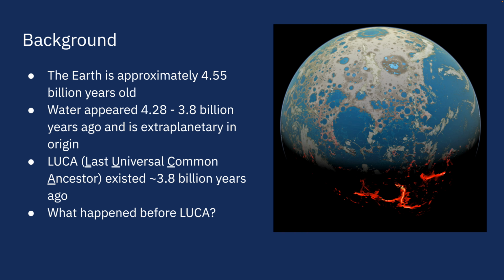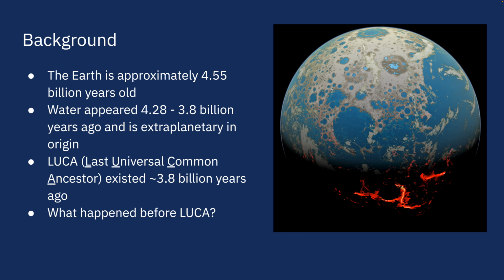So, just to give you some background here, the Earth is 4.5 billion years old. You probably remember learning that at some time in middle school or high school. Water itself didn't actually appear on the Earth until about 4.2 to 3.8 billion years ago. It's extraplanetary in origin, meaning that it came from somewhere else. The geological evidence suggests that another planet that was full of water slammed into the Earth and basically introduced water to the surface, and coincidentally also created the moon.